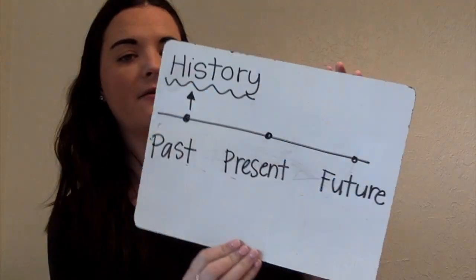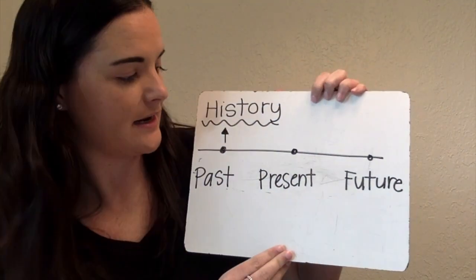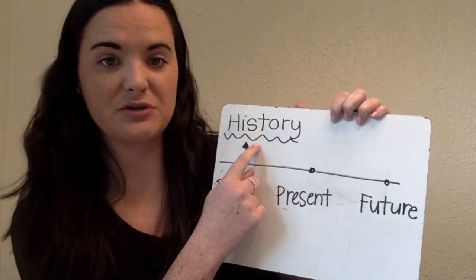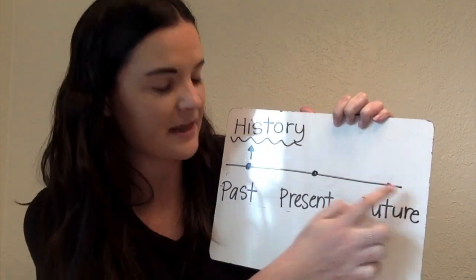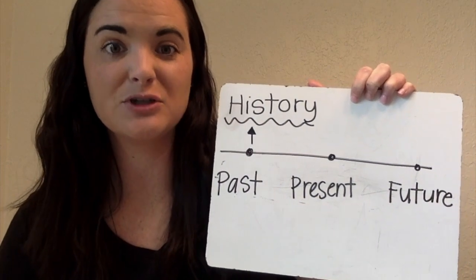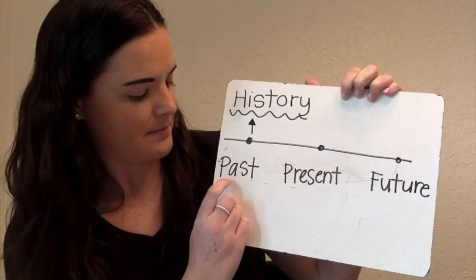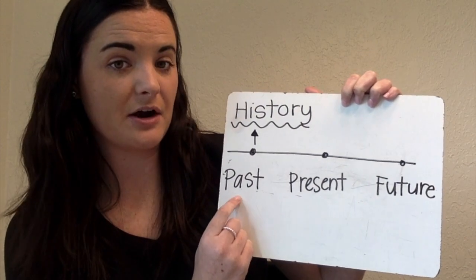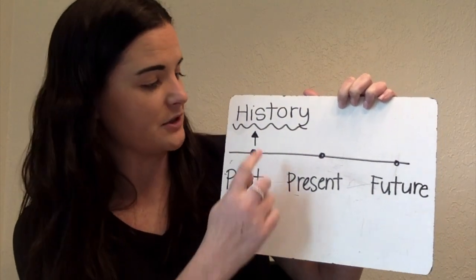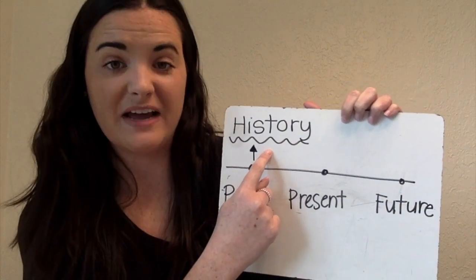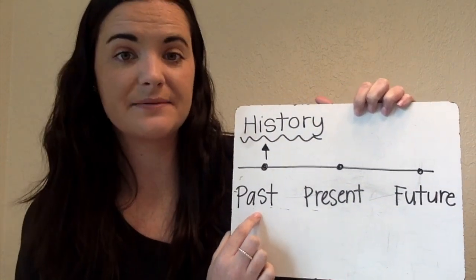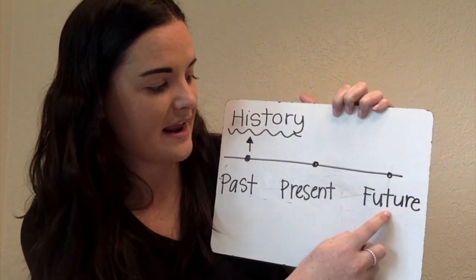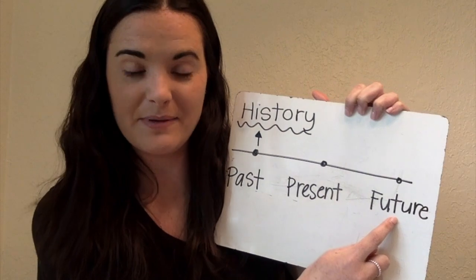We're going to be talking about 4 vocabulary words today: past, present, future, and history. I put this on a timeline. It kind of looks similar to a number line. Things that have already happened are in the past. When we learn about history, we learn about things or events that happened in the past. Right now is the present. And the future is things that haven't happened yet.